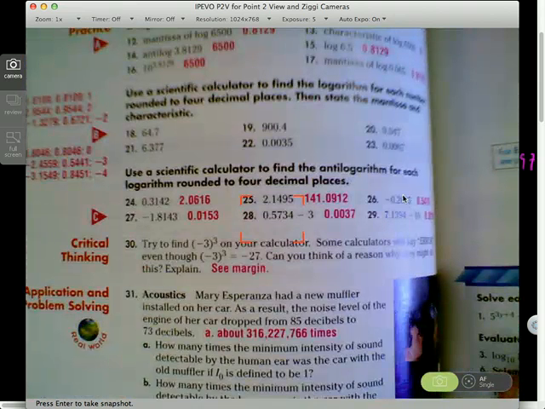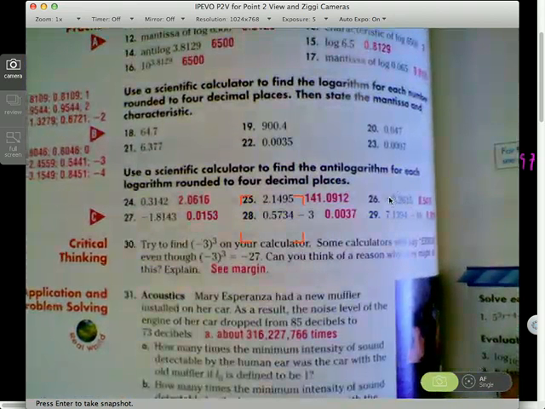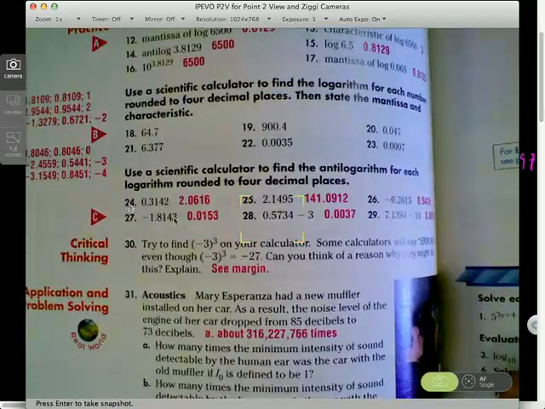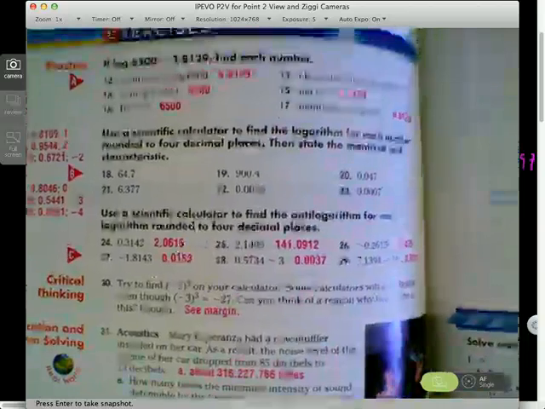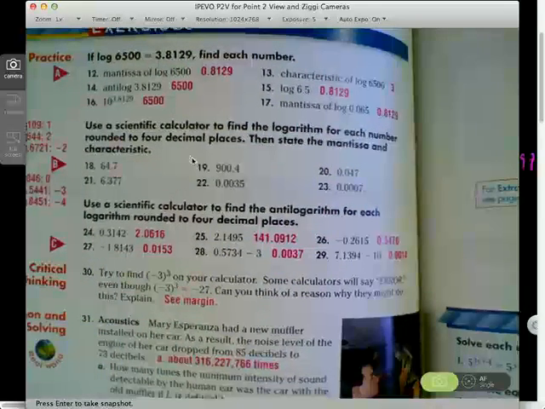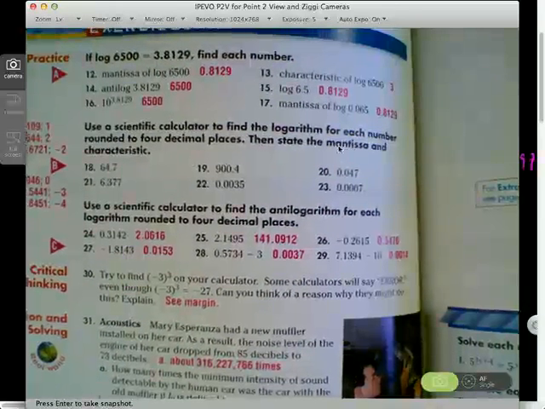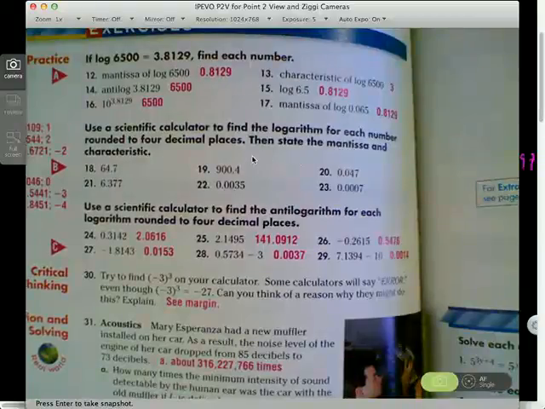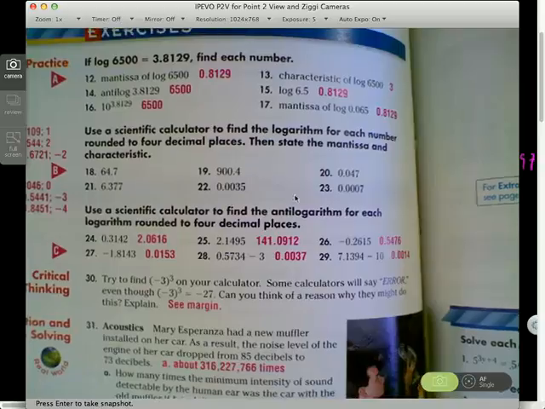Other questions? What do we got? Just do one of the ones from 18 to 21. Find the logarithm for each number rounded to 4 decimal places, and then state the mantissa and the characteristic. So no preference, just... No preference. I'm a fan of 23 myself.